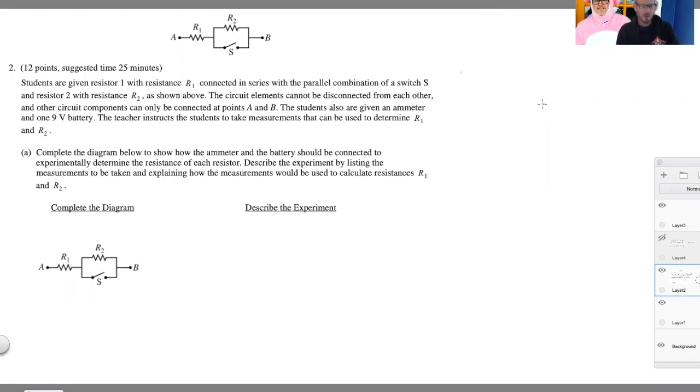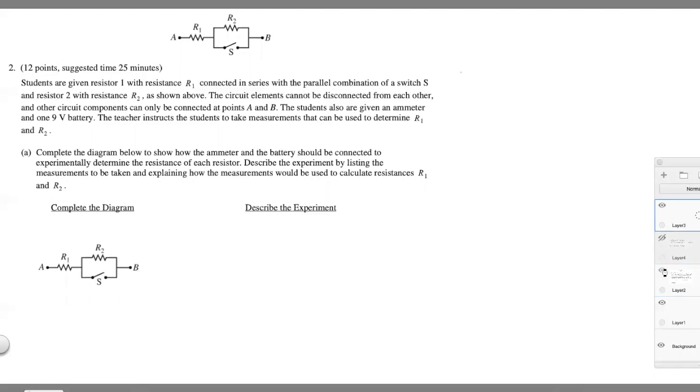Okay, so this is from 2018. It's question number 2. It's a circuit problem. So what I want to do is begin by going over some background information that you will need to know to solve this problem.